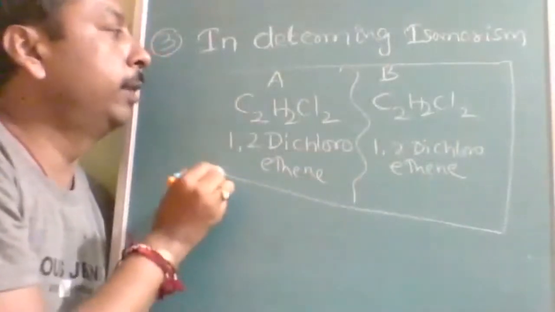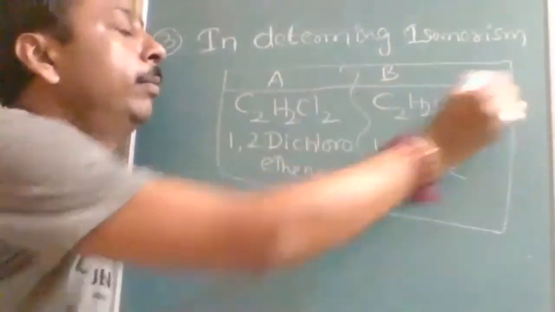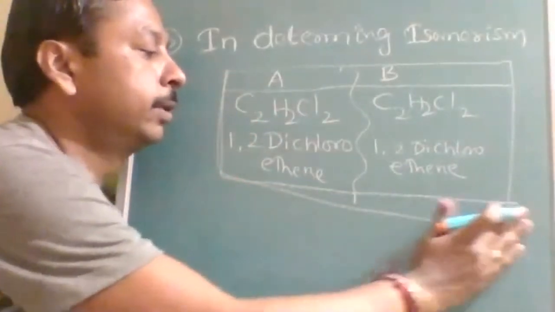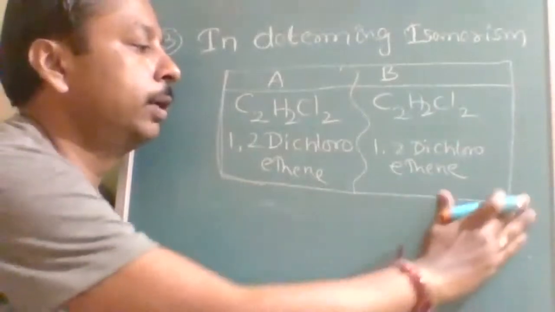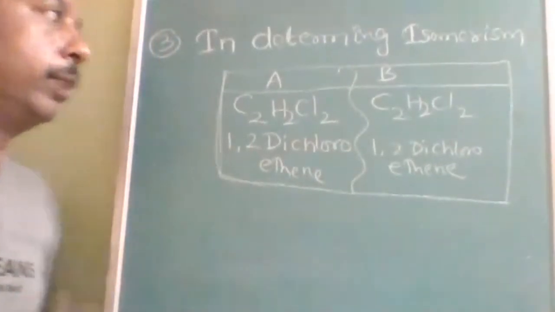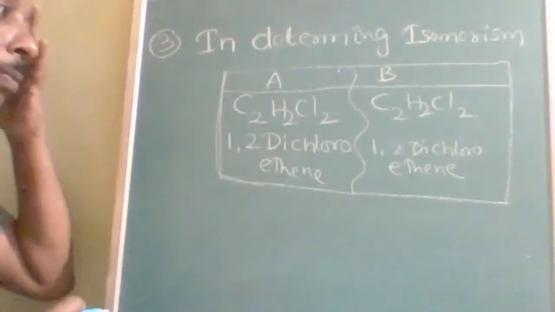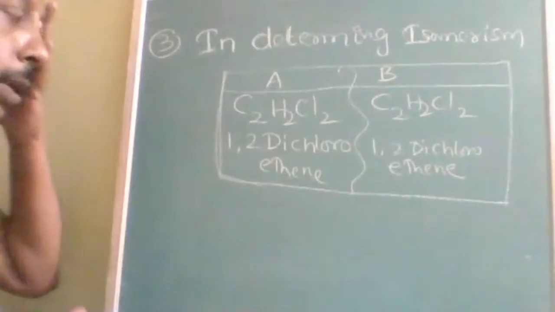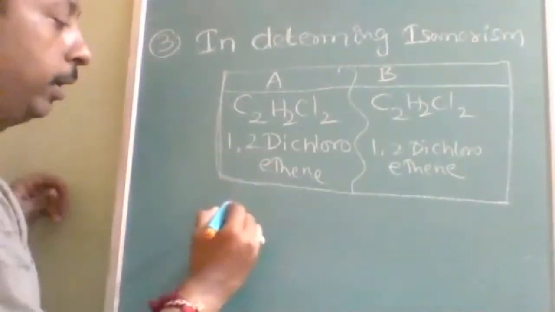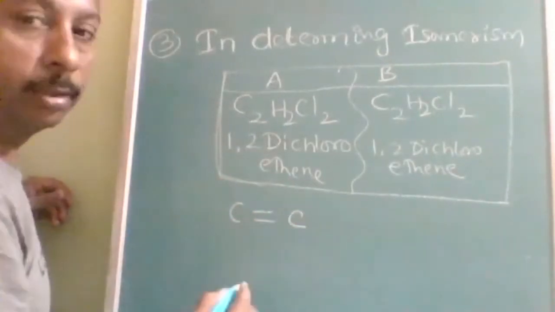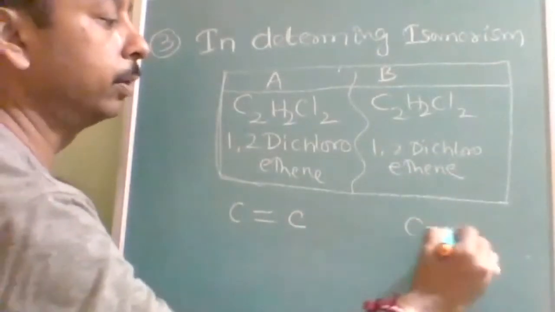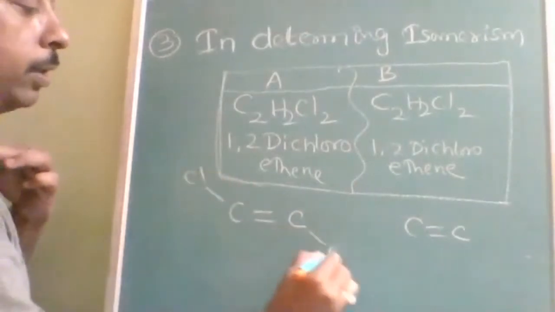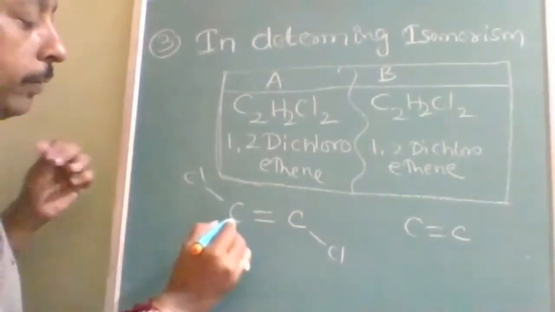They don't have the same boiling point or the same melting point. Their melting and boiling points are different. So that means there is some problem with the structure. They both are isomers. To determine which is which isomer, dipole moment can be utilized. So see here, ethene, that means I should write C double bond C. Here also C double bond C. But for 1,2-dichloro, here I will put one chlorine on this side, another on this side.